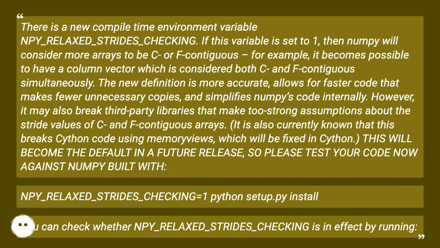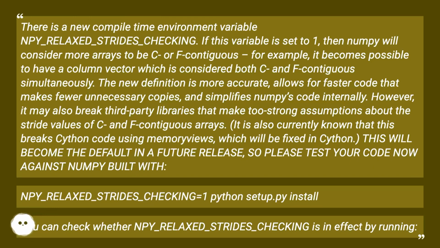there is a new compile time environment variable NPY_RELAXED_STRIDES_CHECKING. If this variable is set to 1, then numpy will consider more arrays to be C or F contiguous. For example, it becomes possible to have a column vector which is considered both C and F contiguous simultaneously. The new definition is more accurate, allows for faster code that makes fewer unnecessary copies, and simplifies numpy's code internally.